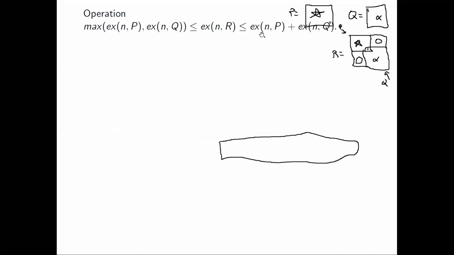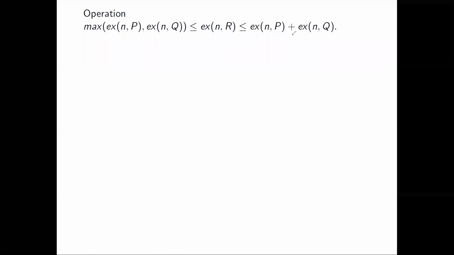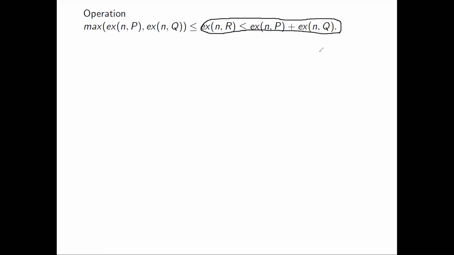So for the right side, let's talk about why that is true. We want to show that ex(n, R) is less than or equal to ex(n, P) plus ex(n, Q). To show that, it suffices to consider an n by n 0-1 matrix that has more ones than that, so a matrix that has at least ex(n, P) plus ex(n, Q) plus 1 ones, and show that it must contain a copy of R. So if any matrix with more ones than that has to contain a copy of R, then we can say that ex(n, R) is less than or equal to that.